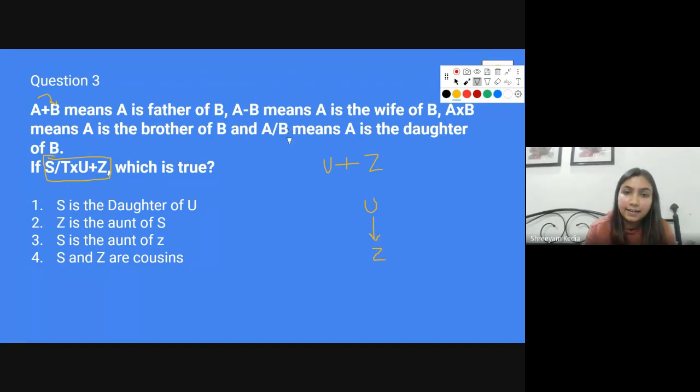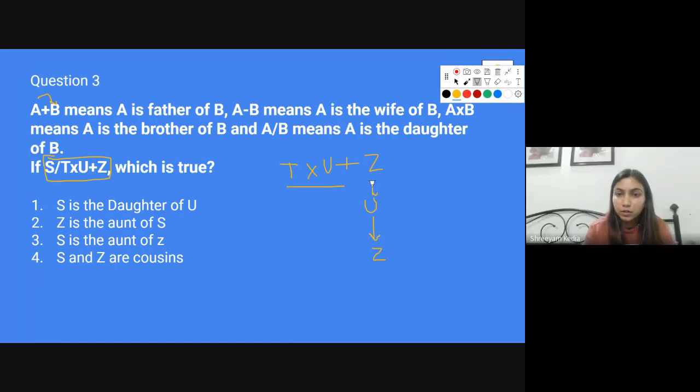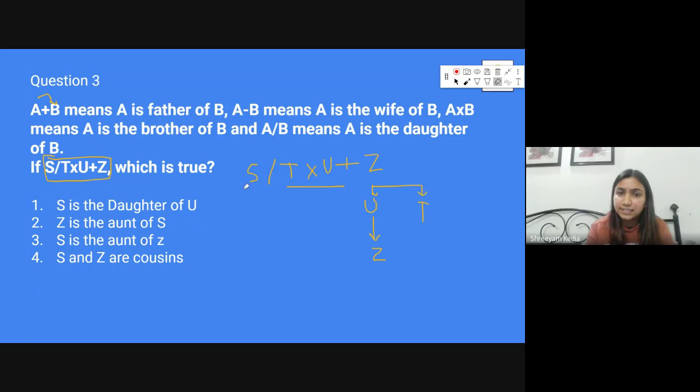फिर क्या दिया है? T X U. T X U का मतलब क्या हुआ? अभी बताओ. Brother. T is the brother of U. अब दिया है S स्लैश टी, तो S स्लैश टी का मतलब क्या हुआ? Daughter. S किसकी डॉटर है? सॉरी, रिपीट अगेन. S किसकी डॉटर है? T की. ओके, S is T's daughter.